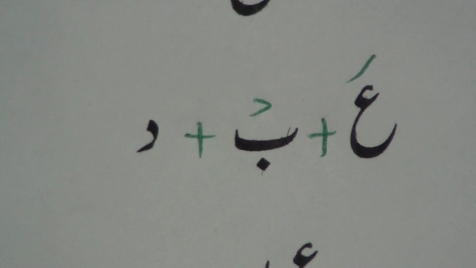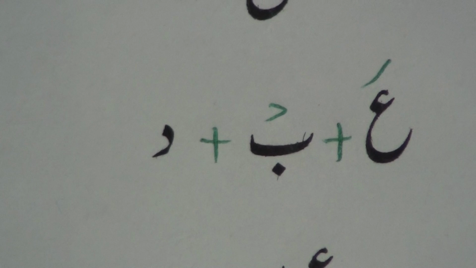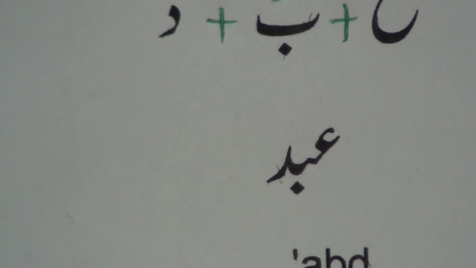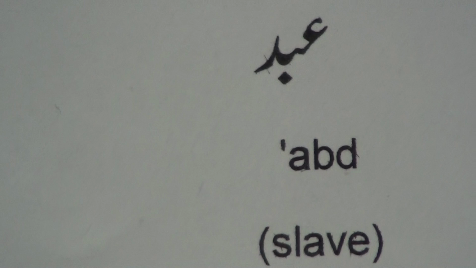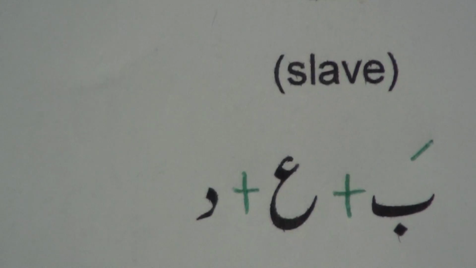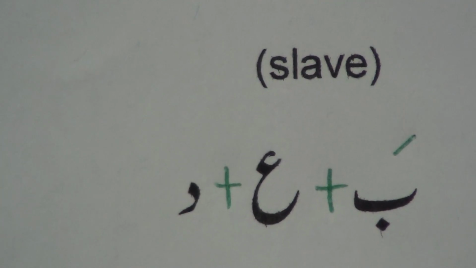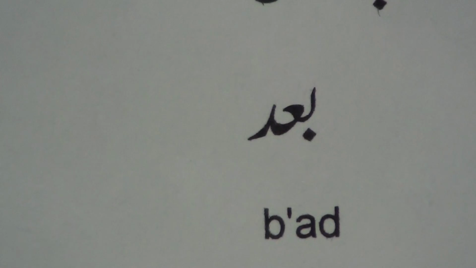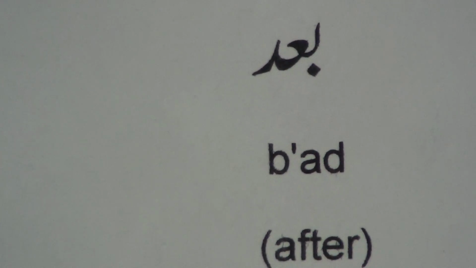Ain Zabar A and Jazm over Be, Ab and Dal. Abd. Abd means slave. Be Zabar Ba, Ain, Dal, Bad. Bad means after.